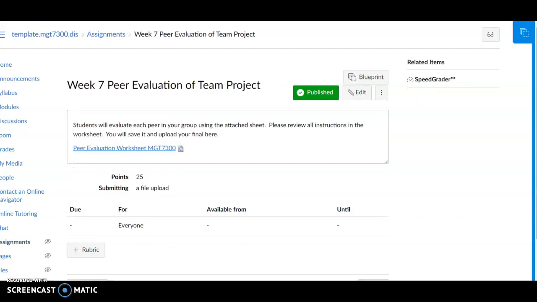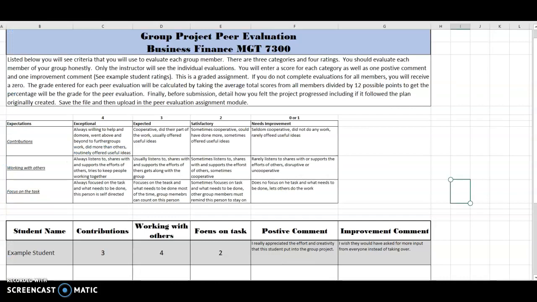The next assignment will be the Week 7 peer evaluation of the team project. For that one, I have provided an example of what I want you to do. Let's take a look at the worksheet now. Listed below, you will see the criteria that you're going to use to evaluate each of your group members. There are 3 categories and 4 ratings. You will evaluate each member of your group honestly.